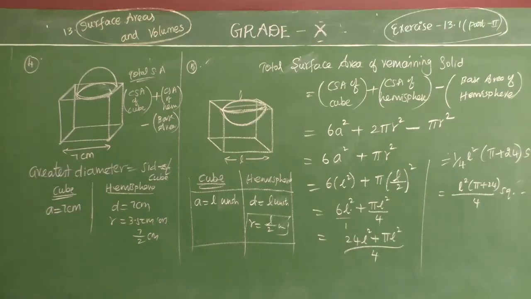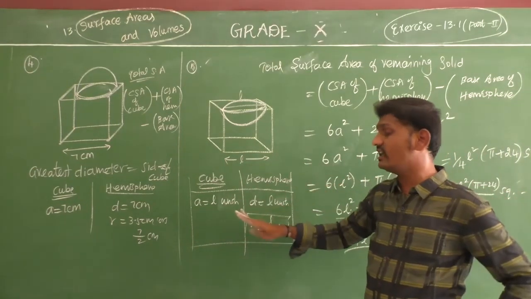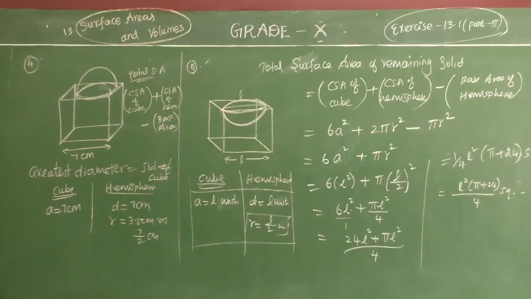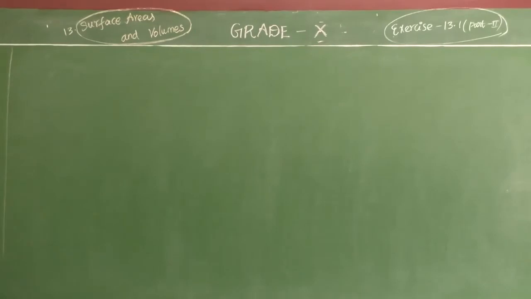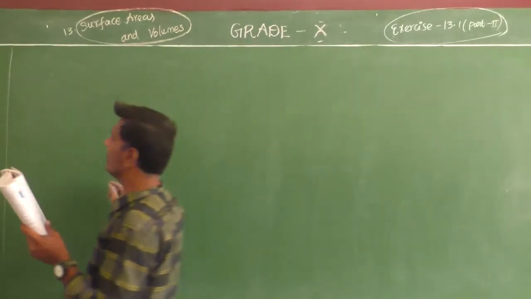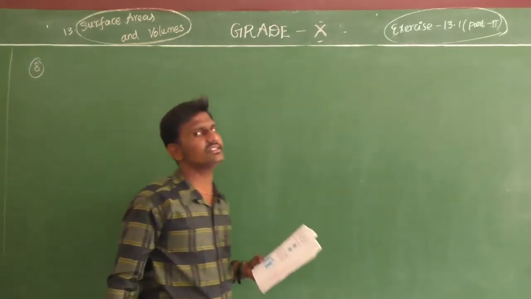It is different from the previous question because now you don't have any measurement. Simply you have the slant side L and radius L by 2. And the next question, question number 8, is your last question in the exercise. After question 8, you have 2 examples remaining.